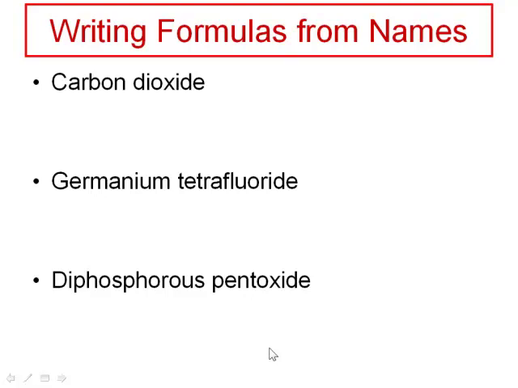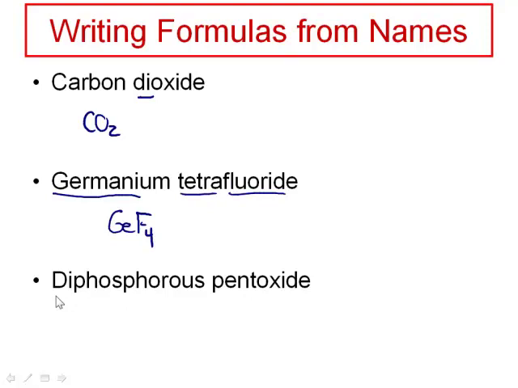Now, let's look at some writing formulas from names. In the same way that we did before, carbon dioxide. There's no prefix on the carbon, so that says only one. CO2. For the dioxide, we have two oxygens. If you look at the next one, germanium tetrafluoride. The symbol for germanium is Ge. Tetrafluoride, so F is the fluoride. Tetra means four, so we have GeF4.